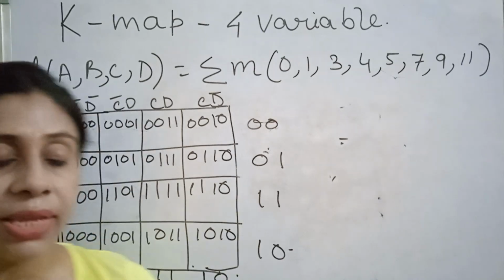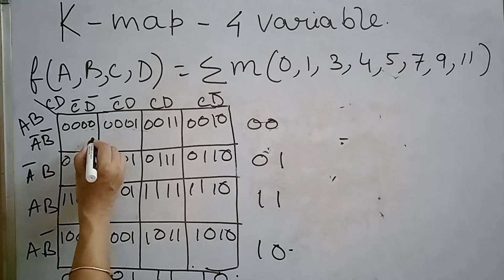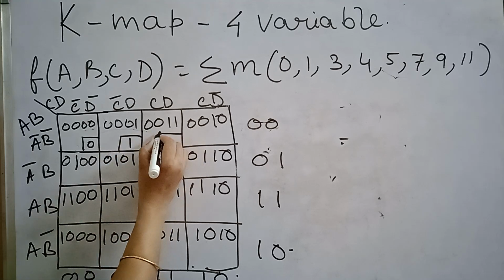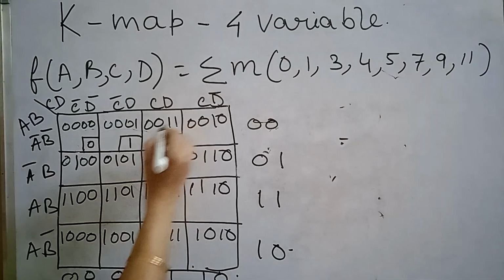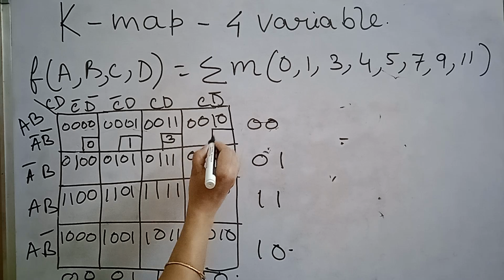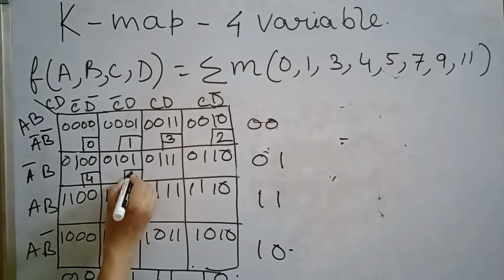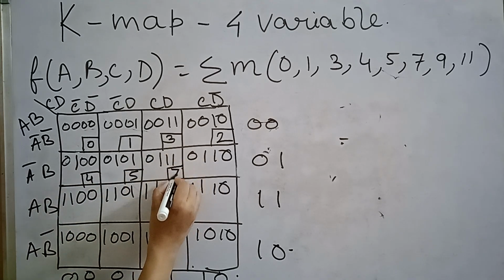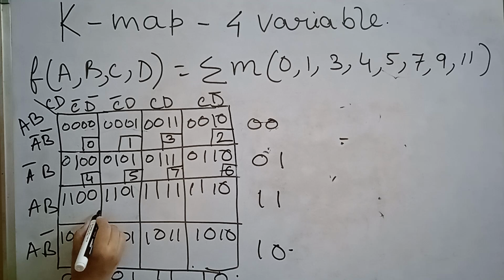So if we put these numbers in their equivalent decimal form, then 0, 0, 0, 0 means 0. So this is box 0. 0, 0, 0, 1 is 1. This will be 0, 0, 1, 1, that is 3. Binary equivalent of 3 is 0, 0, 1, 1. This is 0, 0, 1, 0, so 2. Now this will be 0, 1, 0, 0, so 4. This will be 5. These are all decimal equivalents of these binary numbers. This is 7 and this is 6. Right?